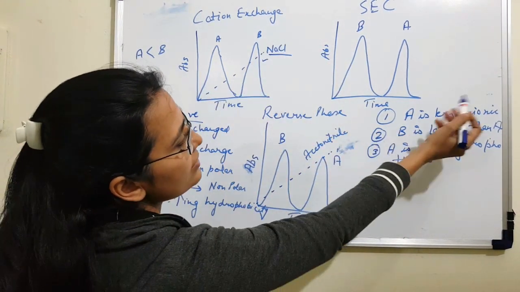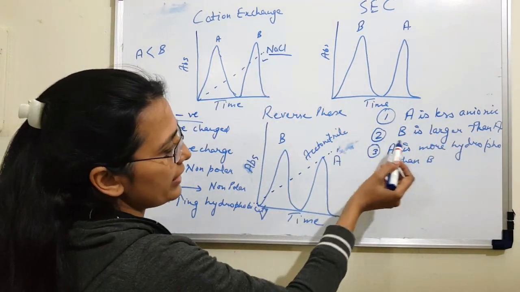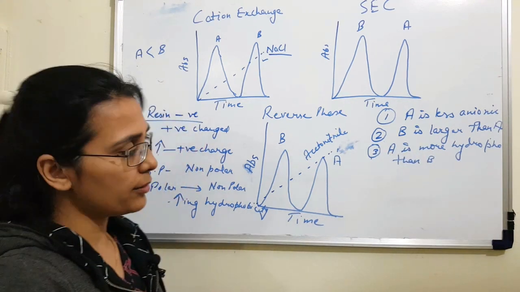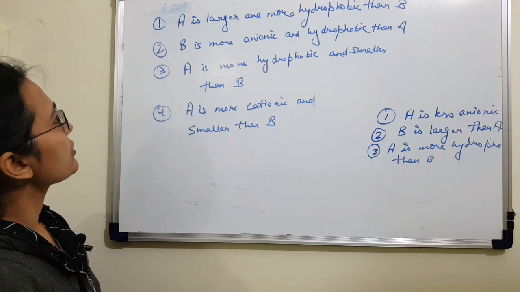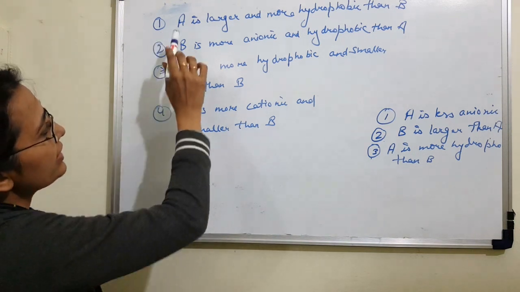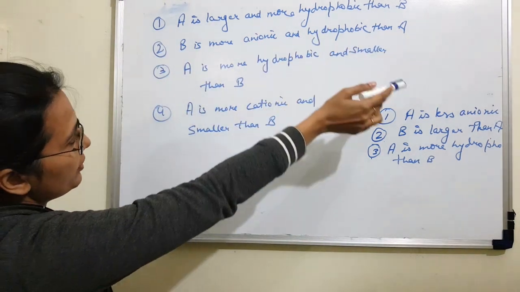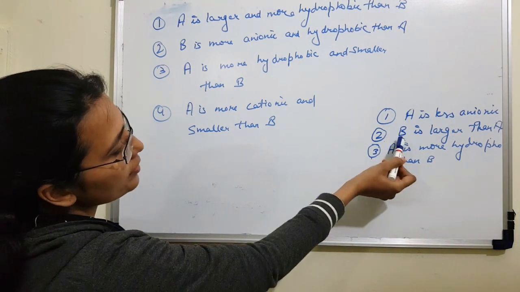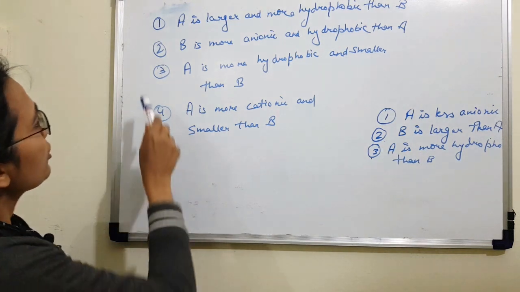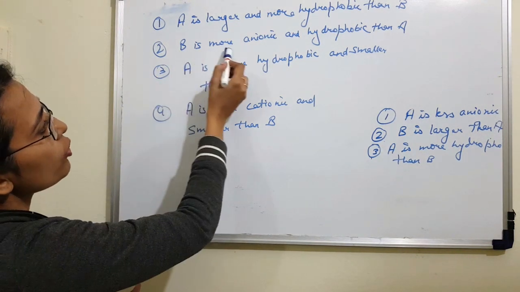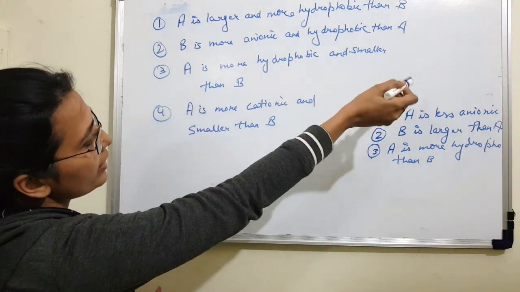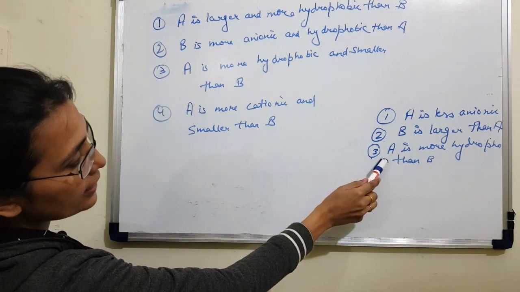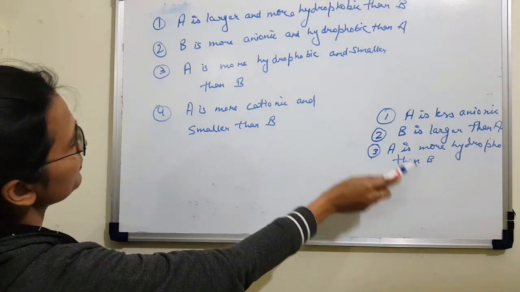So we have three conclusions from these graphs. First is that A has less positive charge than B. Second is B is larger than A. And third is A is more hydrophobic than B. Now let's look at our options. The first one is A is larger and more hydrophobic than B. This is incorrect because from the second conclusion, it is clear that B is larger than A. The second option is B is more anionic and hydrophobic than A. This is also incorrect as A is more hydrophobic than B.